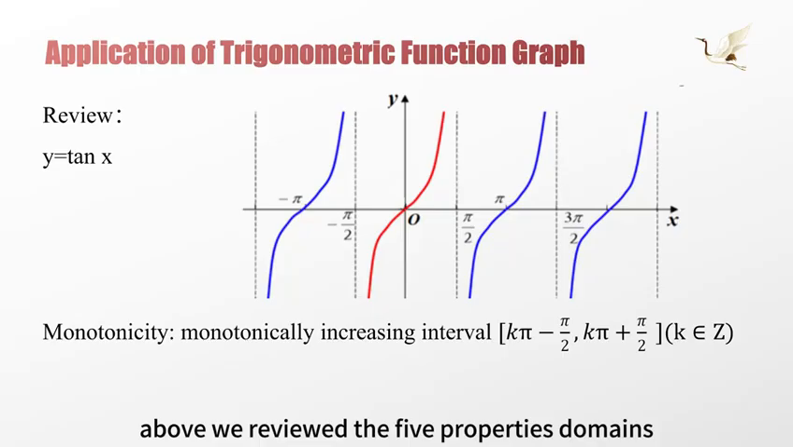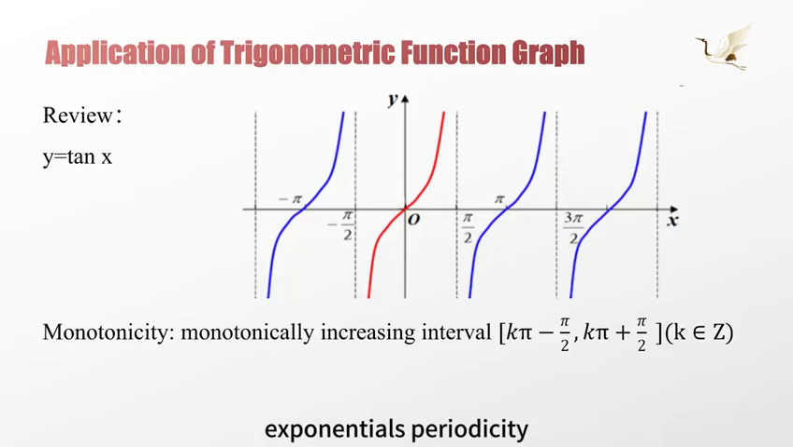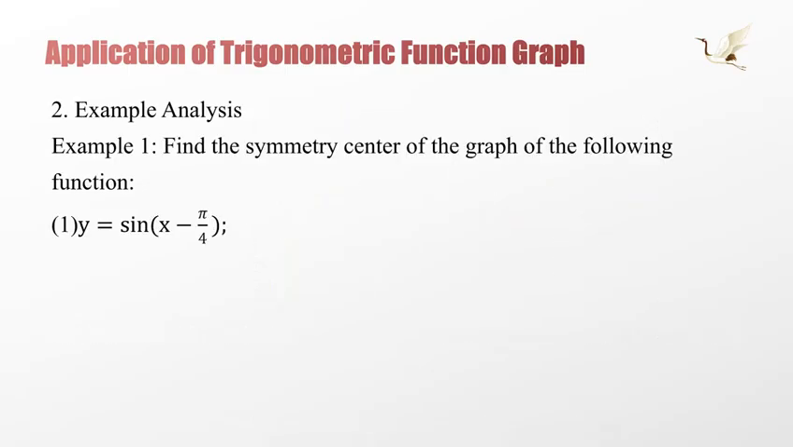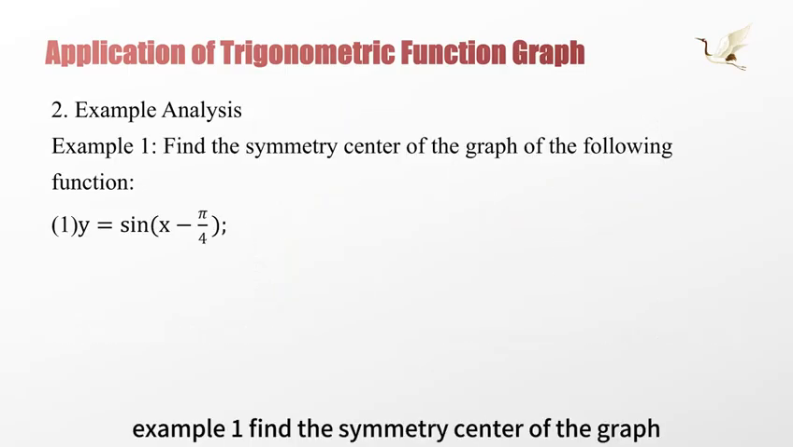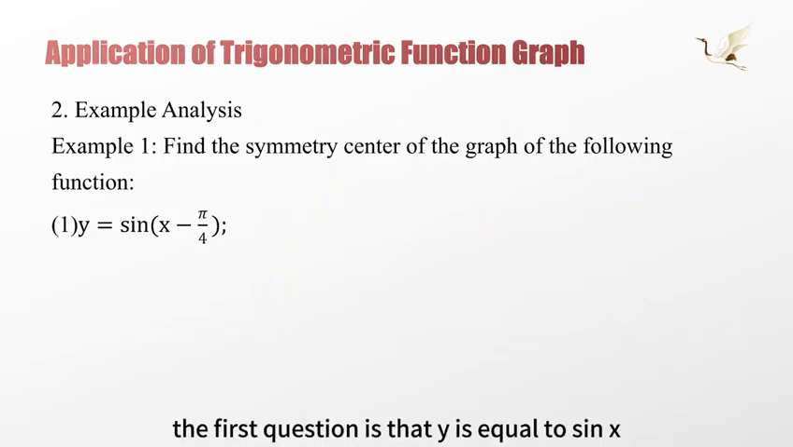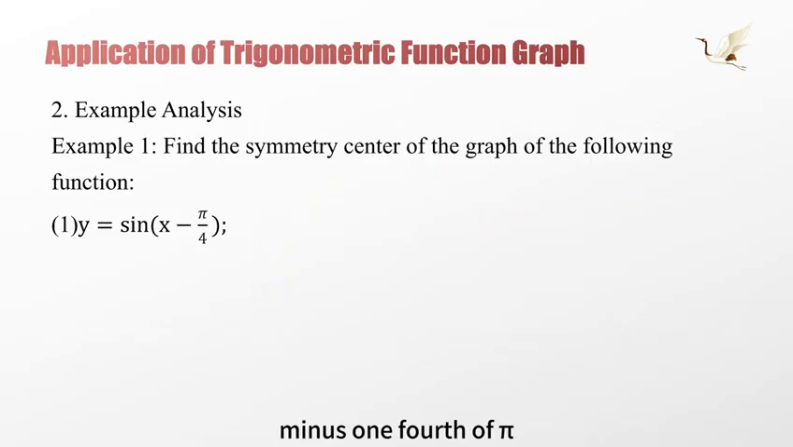Above, we reviewed the 5 properties of trigonometric functions using graphs: domain, range, periodicity, parity, and monotonicity. Next, we will combine these properties to study several more complex functions. Example 1. Find the symmetry center of the graph of the following function. The first question is y equals sin(x - π/4).